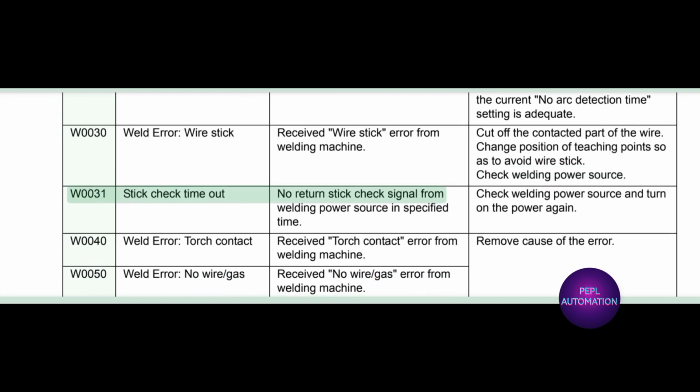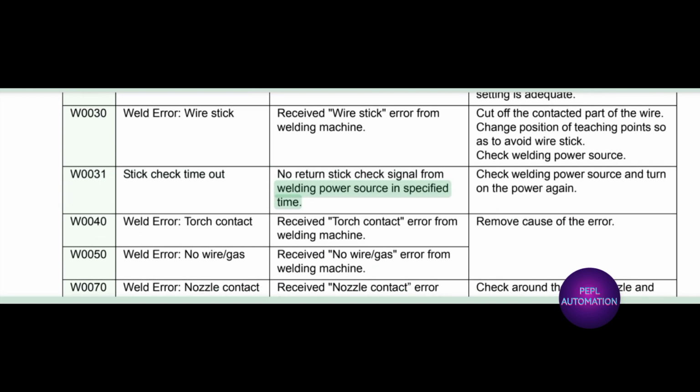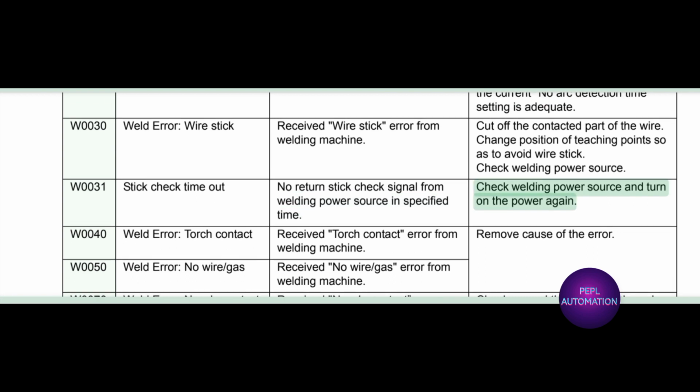W0031 stick check timeout. No return stick check signal from welding power source in specified time. Check welding power source and turn on the power again.